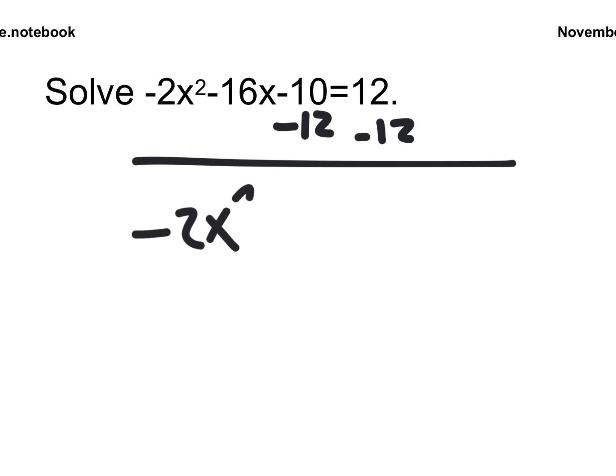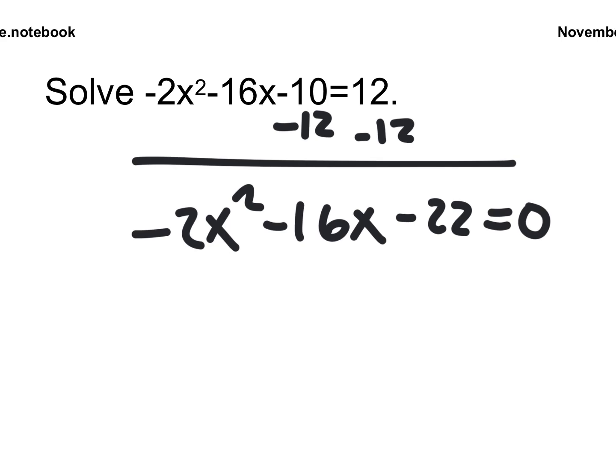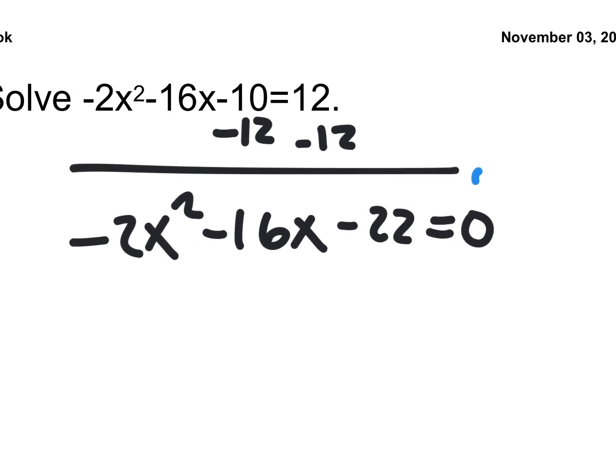Negative 2x squared minus 16x minus 22 equals 0. Why do we want it to equal 0? Because if the y equals 0, we're finding the x-intercepts. And this is where the y would be, and we want the y to be 0 so that we can find the x-intercepts. Then they're still all even numbers. Now is the time to factor out that negative 2.